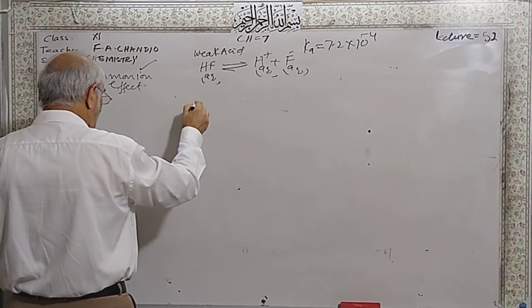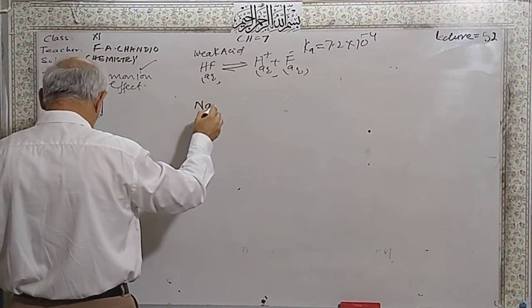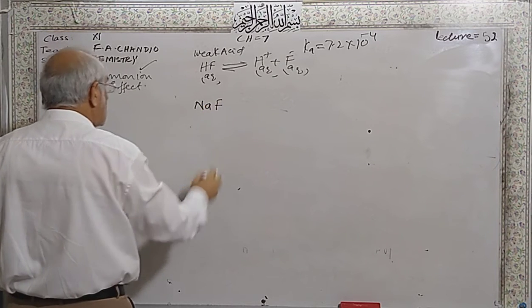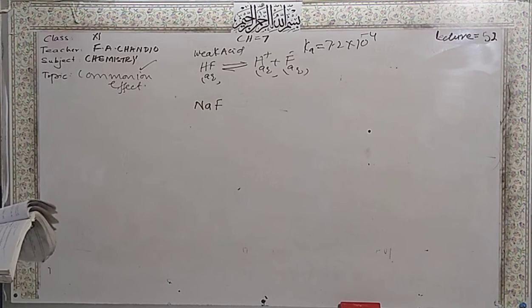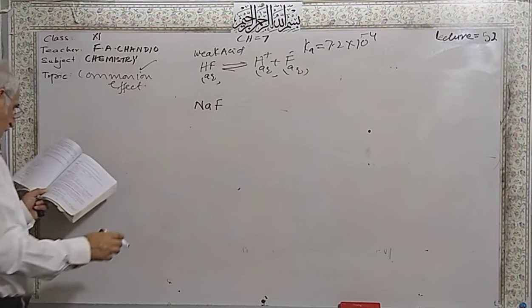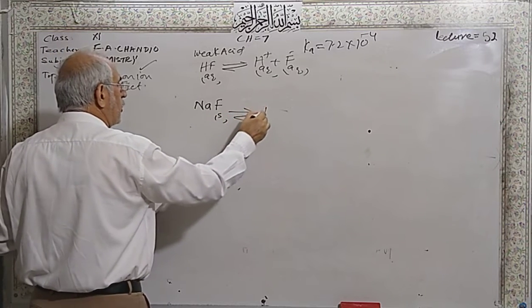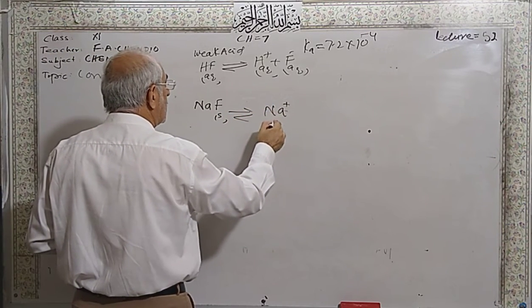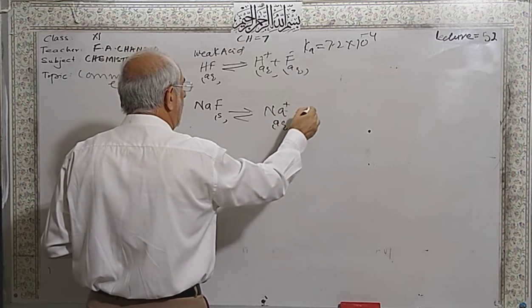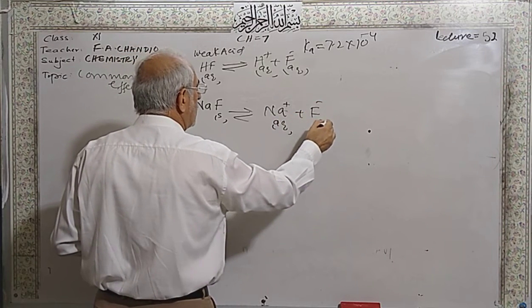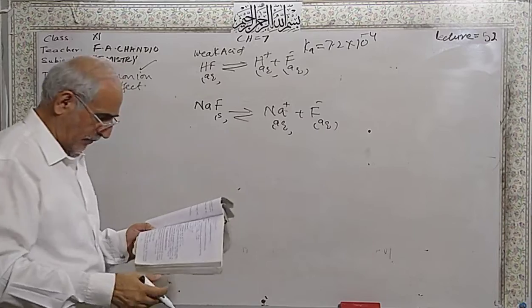Then you have a strong electrolyte, sodium fluoride, which is highly soluble, and it is going to dissociate 100% in water. This is a solid. When it is dissolved in water it gives us sodium ions in aqueous solution and fluoride ions in the aqueous solution.